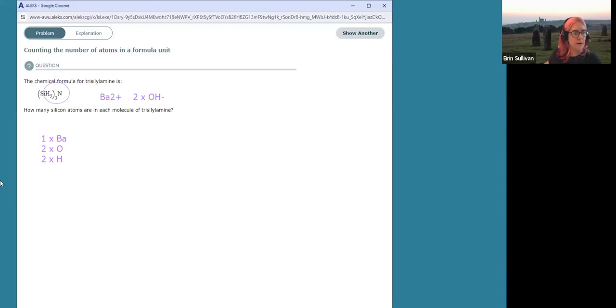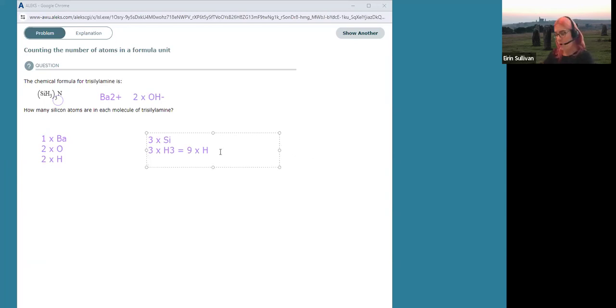So we have trisilylamine. Here, see the parentheses with the little 3 outside? That is telling us that there are 3 repeats of the SiH3 unit. So that means altogether we've got 3 times silicon, and we've got 3 times H3. That subscript 3 is telling us there are 3 hydrogens bonded to every 1 silicon. So 3 lots of H3 is going to be 9 hydrogens altogether. Make sure we are happy with counting those.